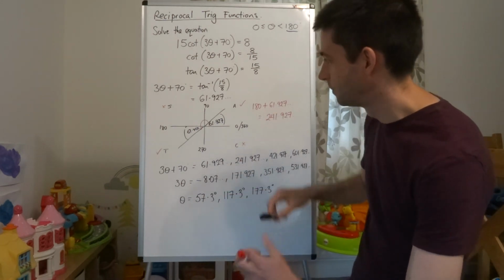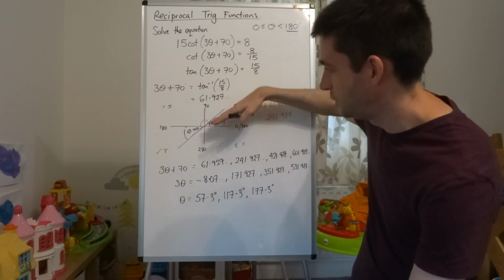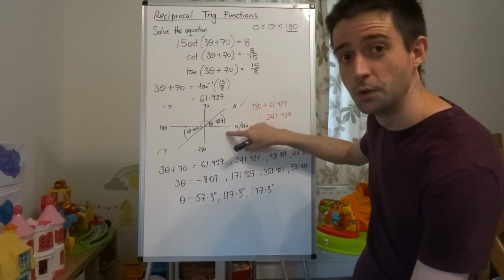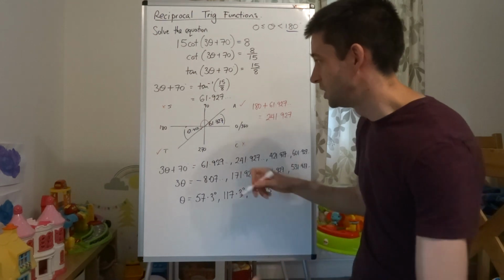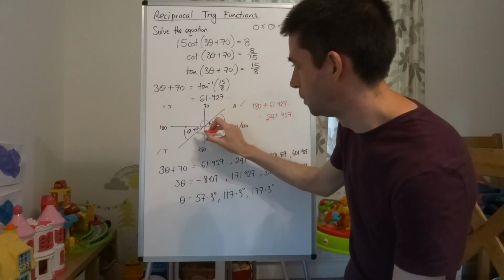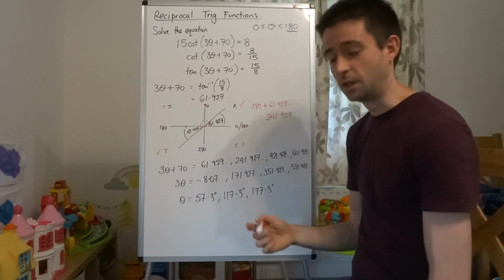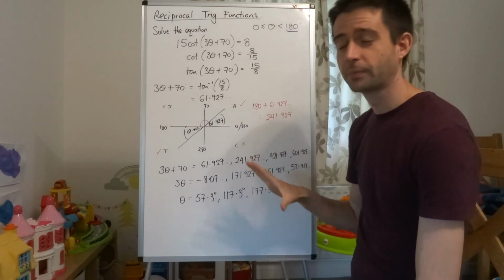the cast diagram is this first solution of 61.927, if you subtract 70 from that, you end up with a value that's below 0, that's negative. So what we've had to do is go all the way around the cast diagram again to get a valid solution. And it's always worth just checking that.